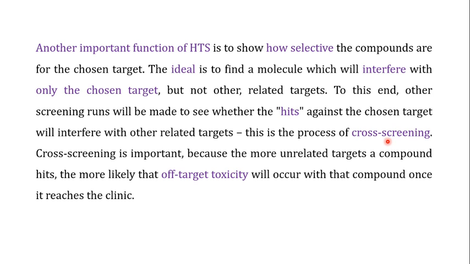Now this cross screening is very important because the more unrelated targets a compound hits, the more likely that off-target toxicity will occur with that particular compound when it reaches the clinical trials, and that will not be approved by the FDA. So the high throughput screening is actually going to screen thousands of chemical compounds, and that is going to give you a limited number of compounds which actually interact with the target protein.